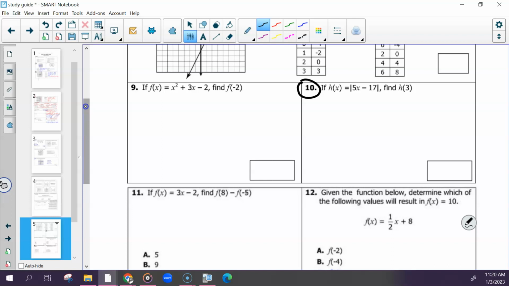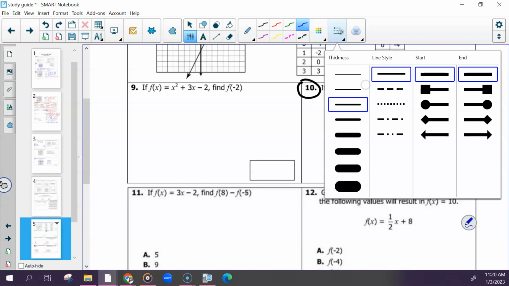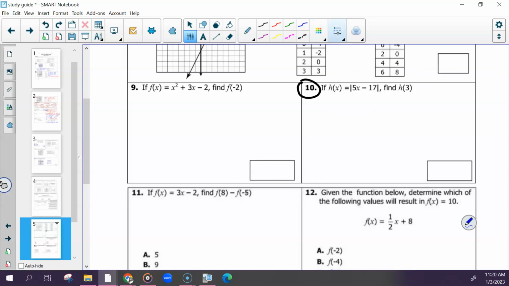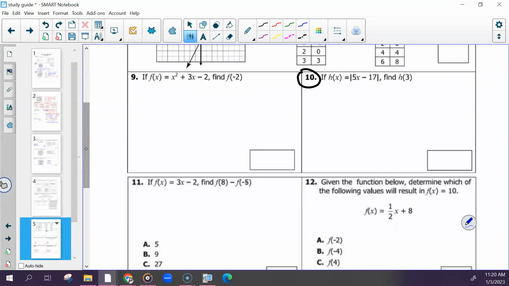So let's do 22, 25, and then we'll go on to what should be the last page. Alright, so for 22, it gives you an equation that says find h of 3. Did they give you x or did they give you y? They gave us x, we have to find y. So put 3 into all of your x's.